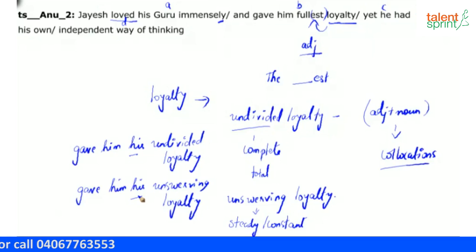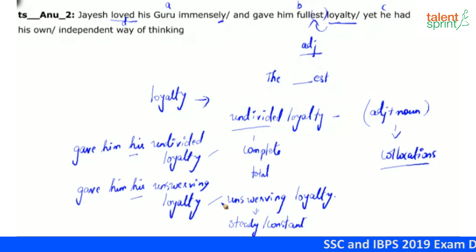Gave him his fullest loyalty. But I would rather say, if this question came in sentence improvement, and if there are options for the adjective, I will definitely not use fullest. I will either use undivided loyalty or unswerving loyalty, which is the more appropriate collocation, or which is the right collocation. And then move on. So we understand that part B has an error.